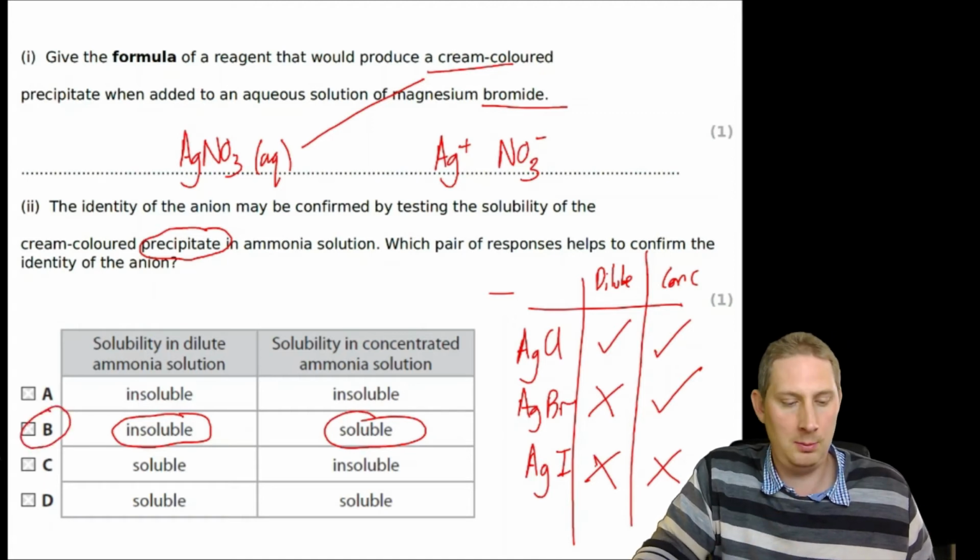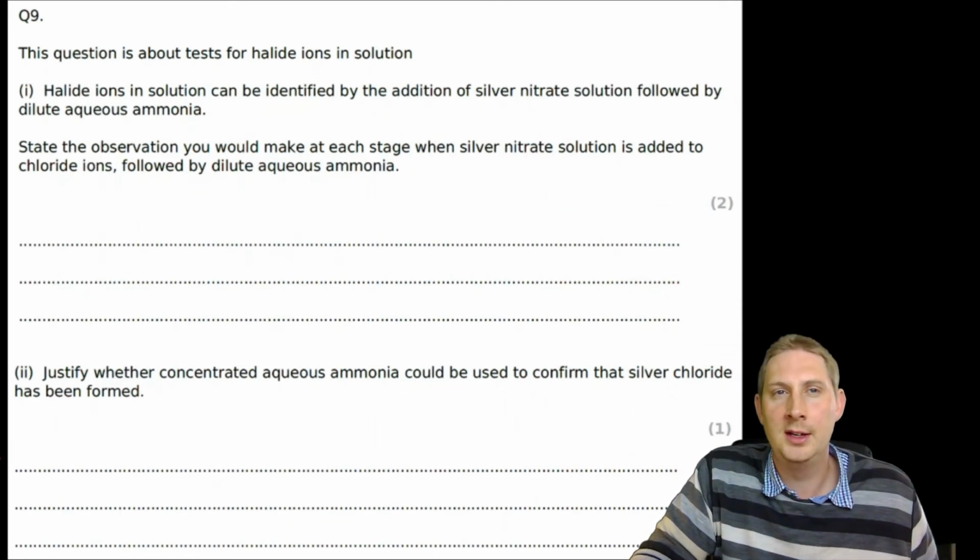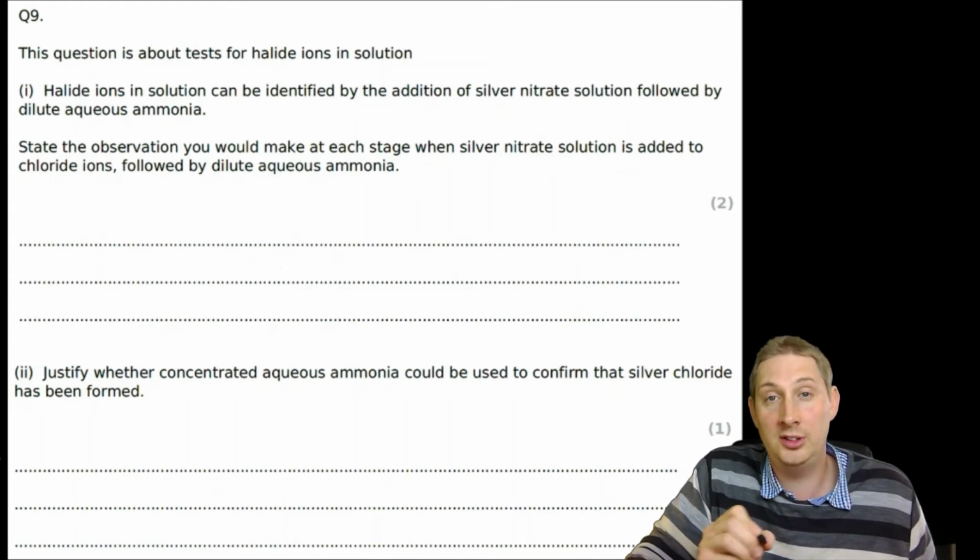And if you've taken that on board, you should have no problem with the next question. This question is about tests for halide ions. They can be identified by the addition of silver nitrate solution followed by dilute aqueous ammonia. State the observation you would make at each stage when silver nitrate solution is added to chloride ions followed by dilute aqueous ammonia. 2 marks. Justify whether concentrated aqueous ammonia could be used to confirm that silver chloride has been formed. Okay, pause the video and see if you can get all 3 marking points there.